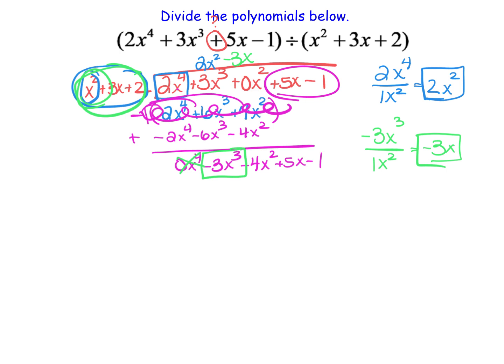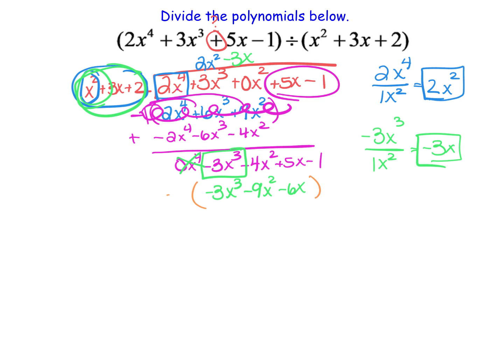So negative 3x times x squared gives me a negative 3x to the third because I add those exponents of 2 and 1 together. Negative 3x times negative 3x gives me a negative 9x squared. And negative 3x times 2 gives me a negative 6x. So now from here, again, we're looking at how do we combine these together.